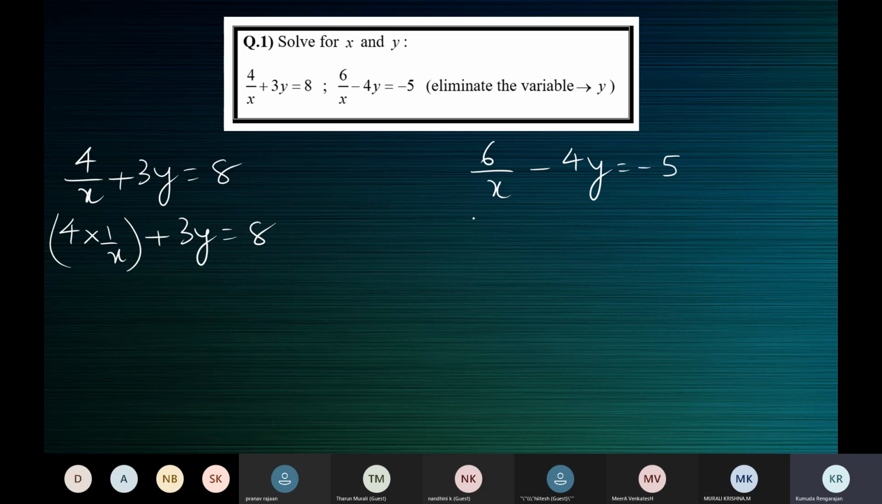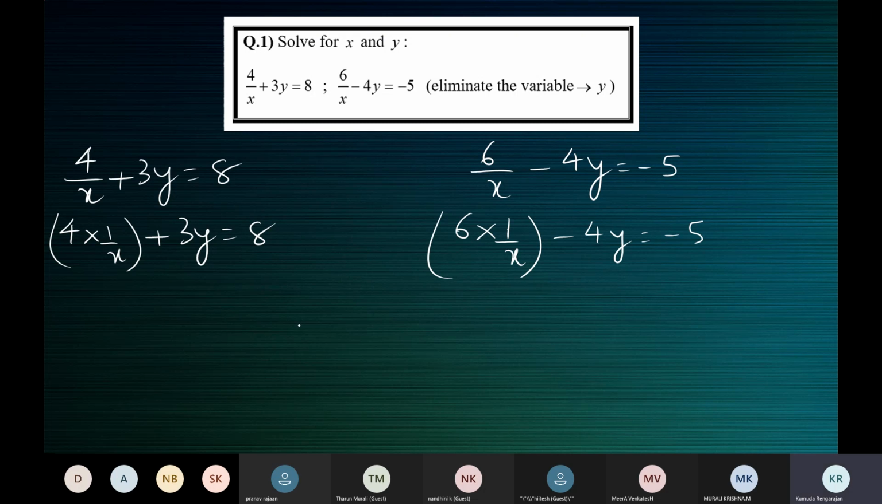Okay, now what is 6 by x then? How do you understand 6 by x? 6 into 1 by x. See that? 6 into 1 is 6, 6 by x. Minus 4y is equal to minus 5.